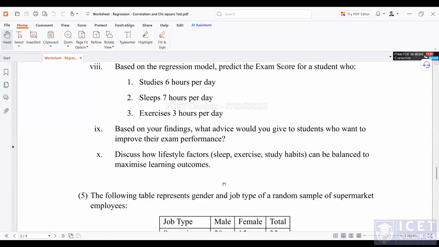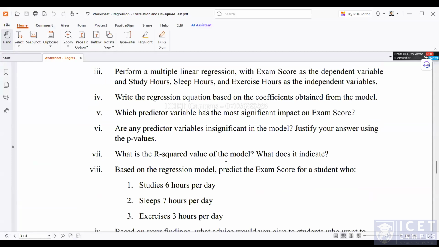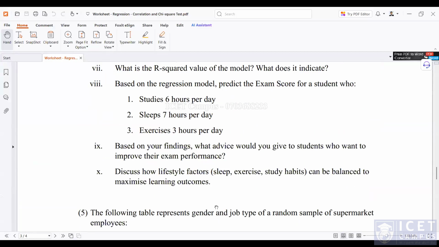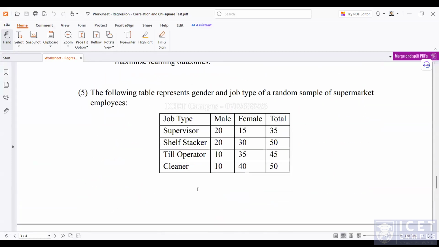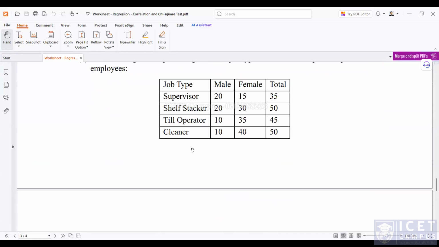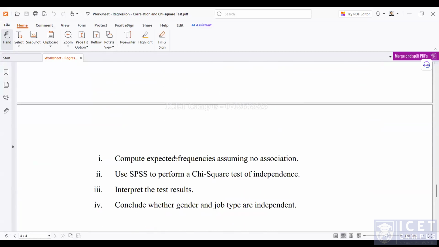Next question. There are some questions there, so we can answer them. The following table represents the gender and job type of a random sample of supermarket employees. Supervisor, staff, till, male, female is there. Compute the expected frequencies. Assume there is a small.